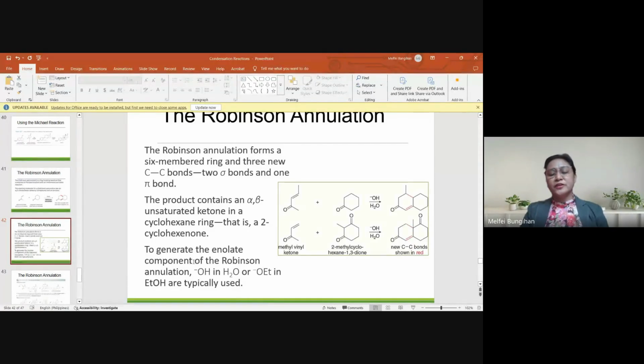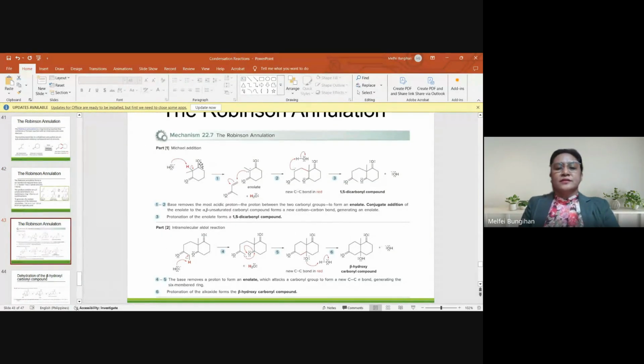So to generate the enolate component of the Robinson annulation, we need hydroxide in water or alkoxide in ethanol, just as what we are doing in Claisen or aldol condensation. In aldol condensation, yeah, sorry. And of course, the details now for Robinson annulation, we have this part one, which is the Michael addition.